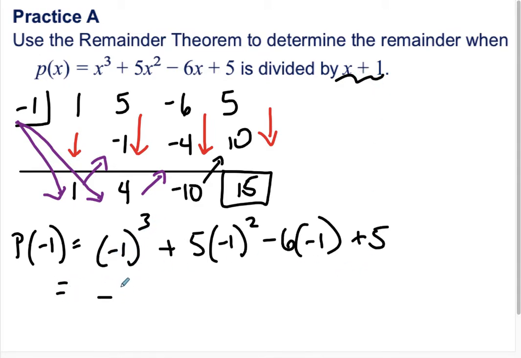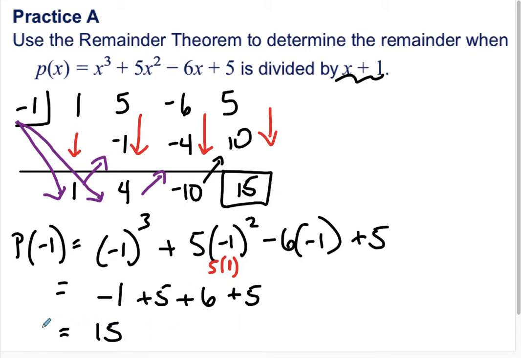-1 to the third power is -1. -1 to the second power, because remember, you want to square first before you multiply by 5. So -1 squared is +1. So I'm going to color this red. +1, and then +1 times 5 is equivalent to +5. So add 5. All right, let's keep going. -6 times -1 is equal to +6, and then +5. Okay, so let's add up all these numbers. -1 plus 5 is 4. 4 plus 6 is 10, and 10 plus 5 is equal to 15.